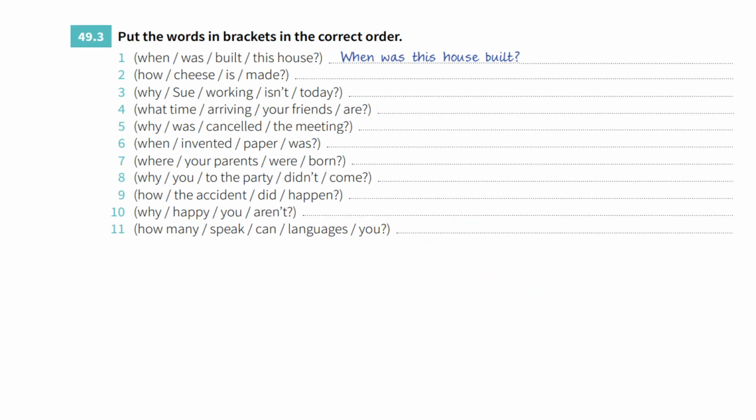Now, next one. Put the words in brackets in the correct order. When was built this house? When was this house built? How cheese is made? So we put the question word first and then the verb. How is cheese made?